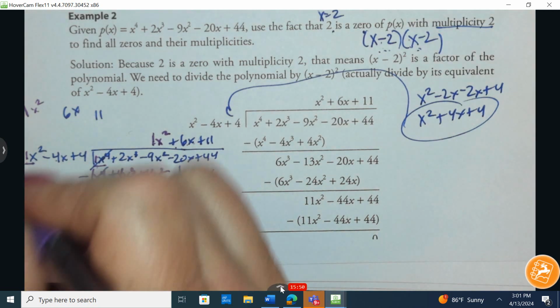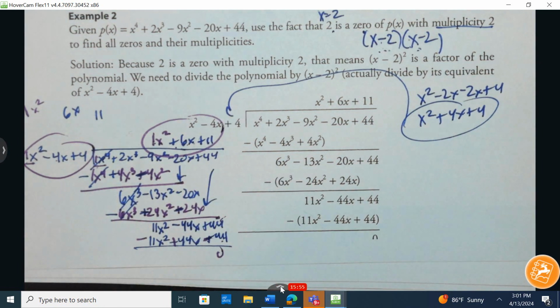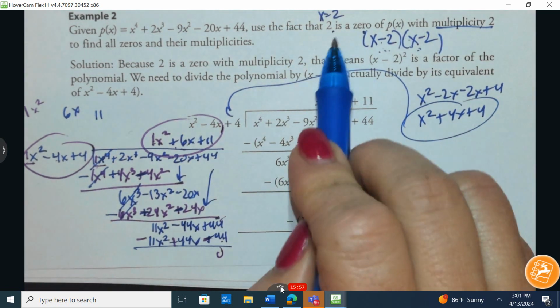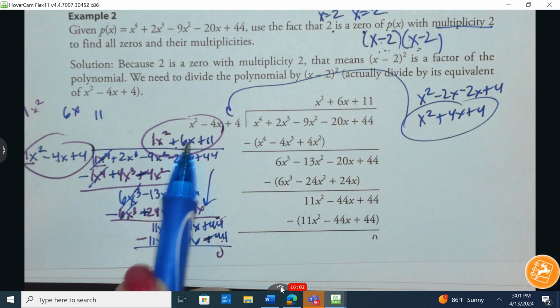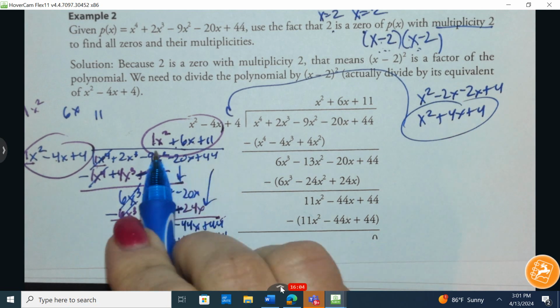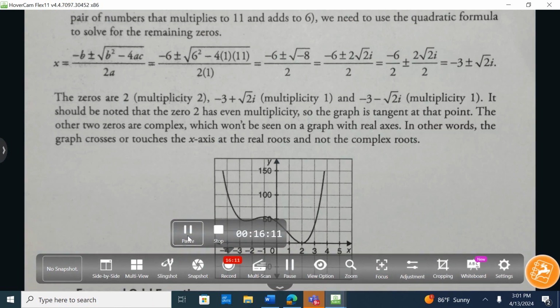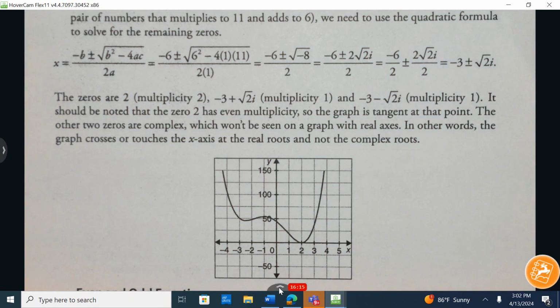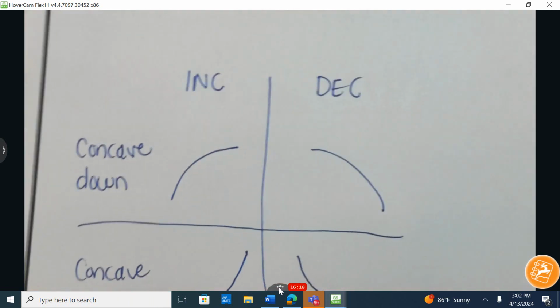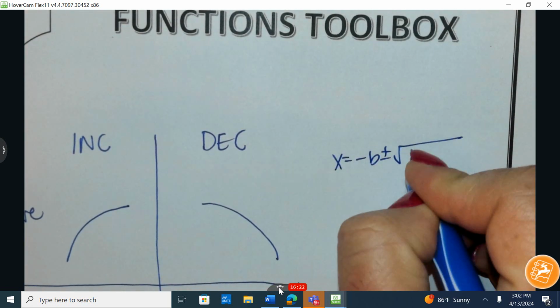What does this tell us? It tells me if I multiply these two, I end up with this original polynomial. So I already know that these two provide me with the zeros x equals 2 and x equals 2. That's why it's a multiplicity of 2. So I'm going to go off to the side, and I'm like, oh, I can't factor this. I don't know two numbers that multiply to give me 11 and add to give me 6. And so here you can see that then you have to know the quadratic formula. So if you don't, you're going to go to your front side and you're going to write down the quadratic formula. This is something you must know.